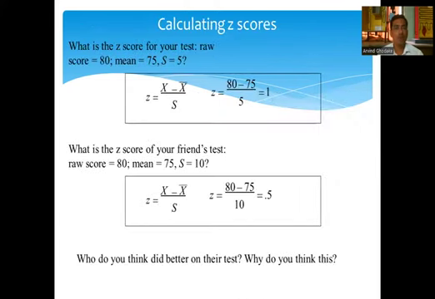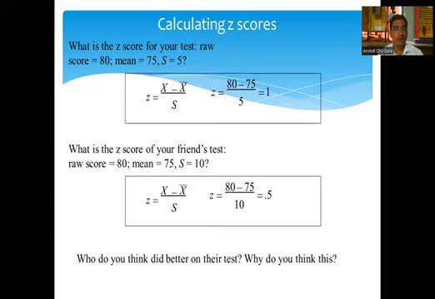Therefore, what is the Z score for your test? The raw score is 80, the mean is 75 and S is 5. Therefore, Z is equal to x minus x bar upon S, so Z is equal to 80 minus 75 divided by 5. So Z is equal to 1 in the first case.